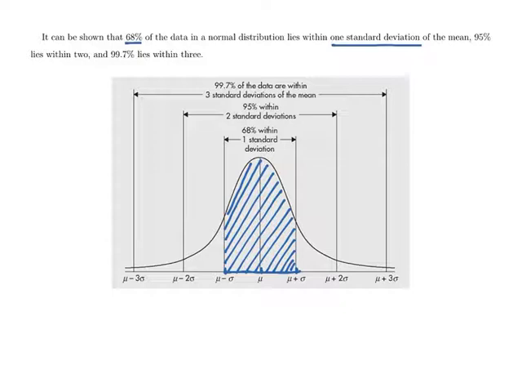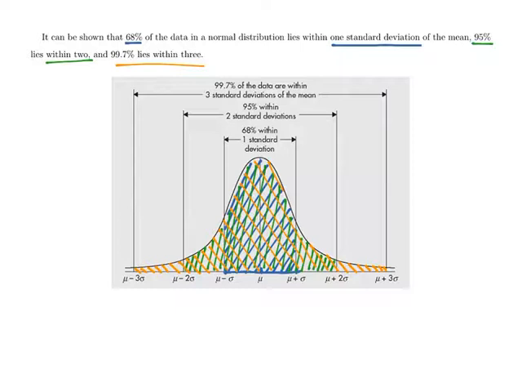If we look at within two standard deviations, 95% are going to lie within two. So the area within two standard deviations of the mean is going to be 95% of the total area. And then finally, 99.7% lies within three. So almost all of the area is going to be within three standard deviations of the mean.